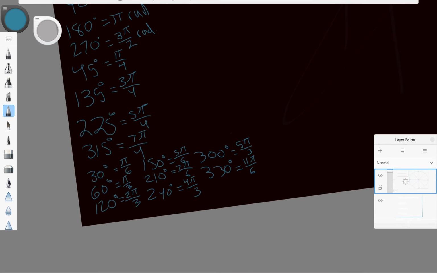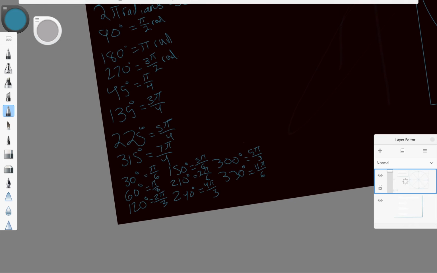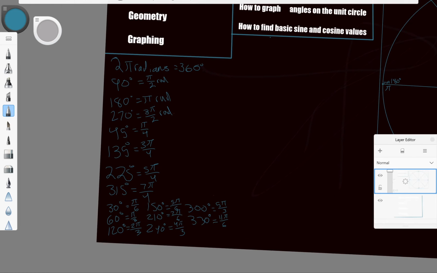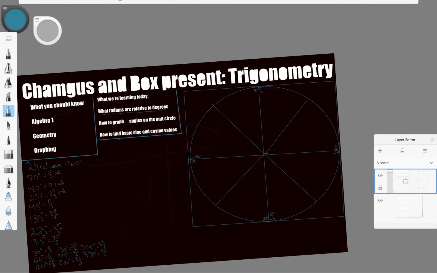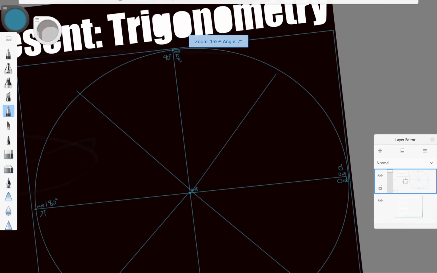Right? So there we go. This is every angle. Trust me, you will get used to it. Eventually, it makes sense because it does. So let's graph these on the plane. Let's do 30, 60, 120, and so on.